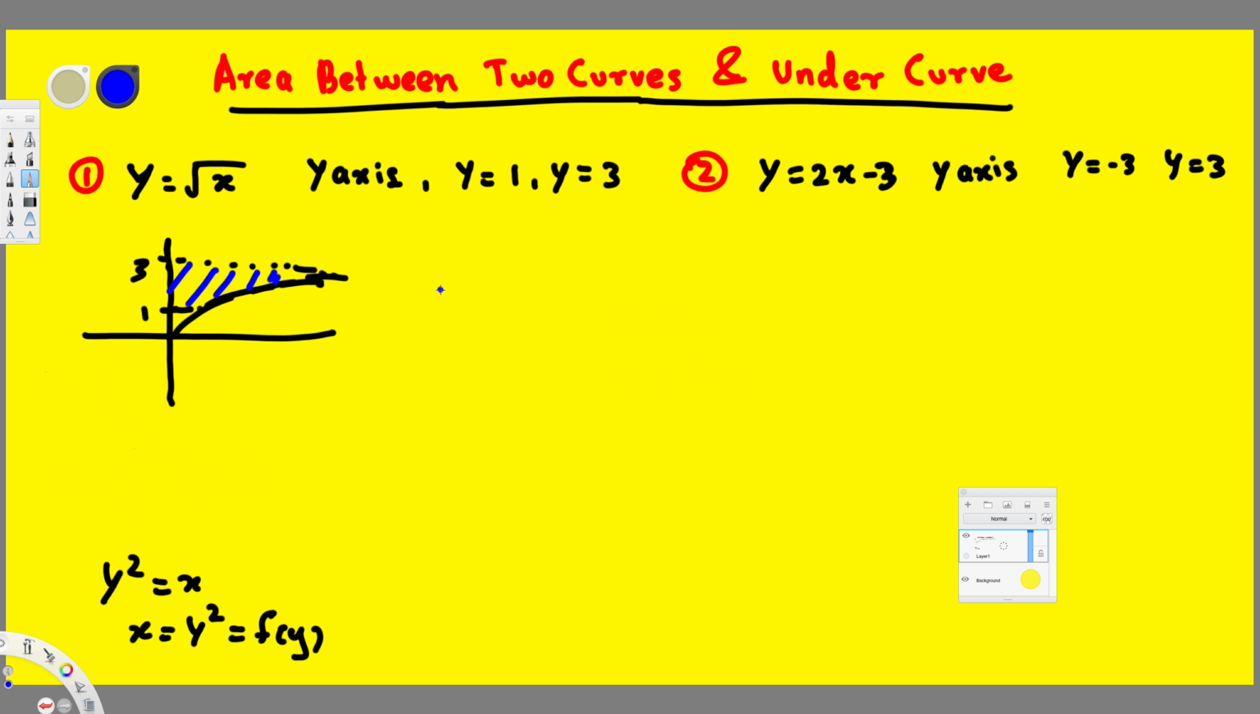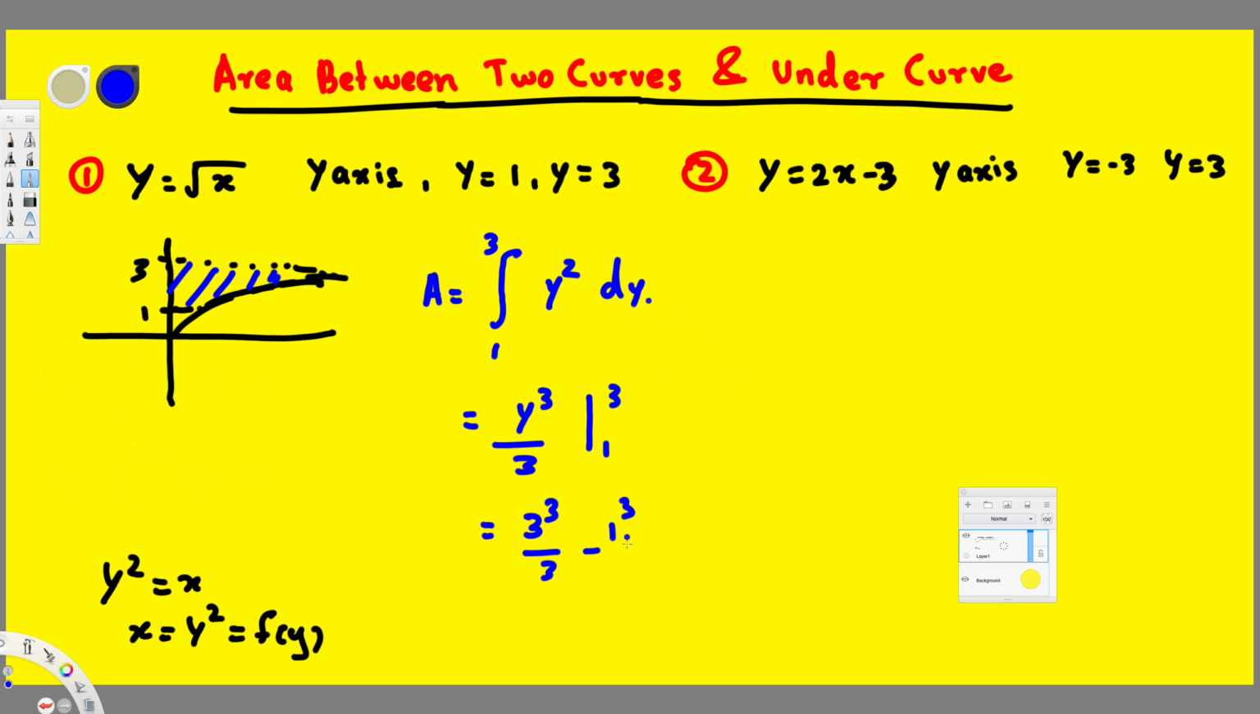So here the area is equivalent to the integral from 1 to 3 of f of y, that is y squared, so y squared dy. If you integrate this, it gives you y cubed divided by 3, with limits of integration 1 to 3. If you plug 3 in, this gives you 3 cubed over 3 minus 1 cubed over 3. That gives us 27 over 3 minus 1 over 3, which gives us 26 over 3. And this is going to be the area of this shaded region.